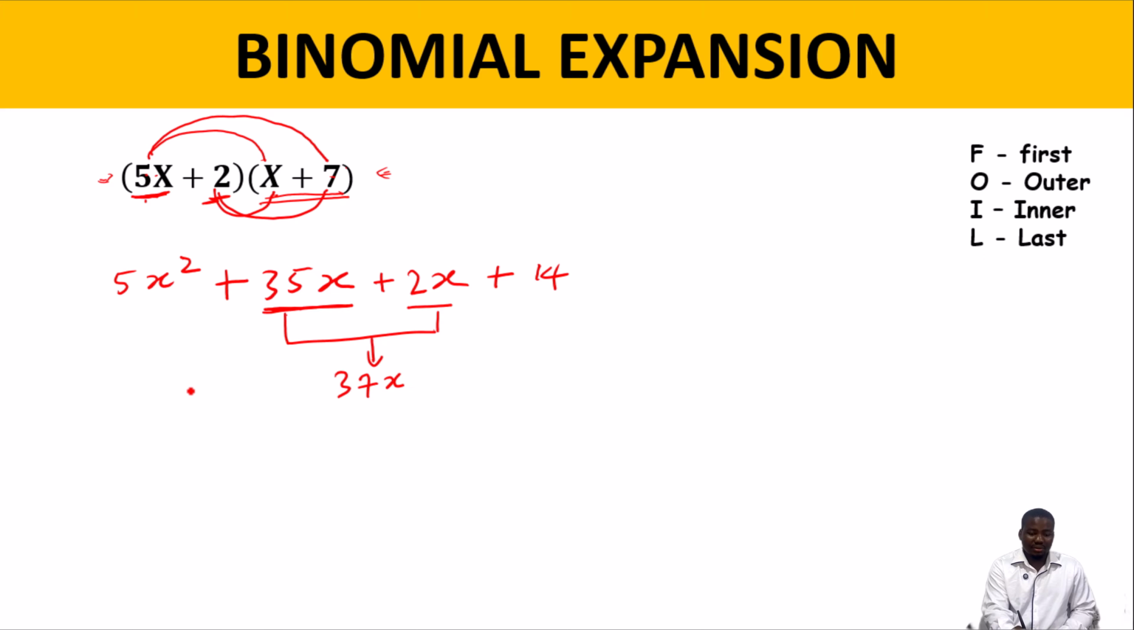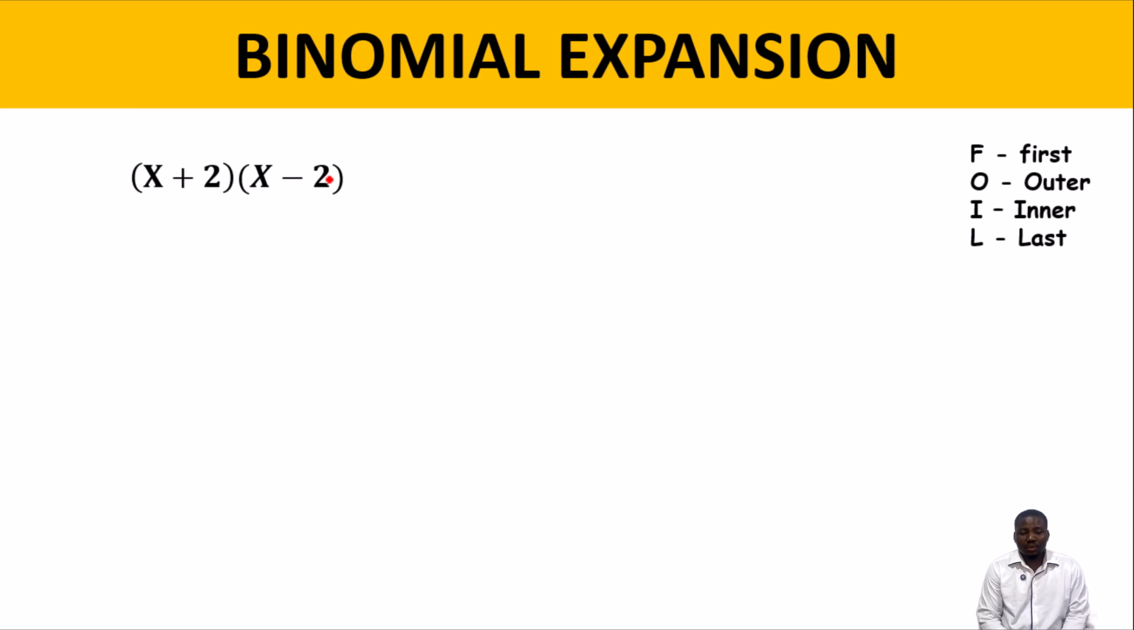So you notice that what we did first is that we multiply the first terms, the first and the first. Then we multiply the outer, which is the first and the last, because this is the outside. Then we multiply the inner, which is the second and the first. Then we multiply the last, which is the last and the last. And that is the mnemonic for remembering how to multiply them.